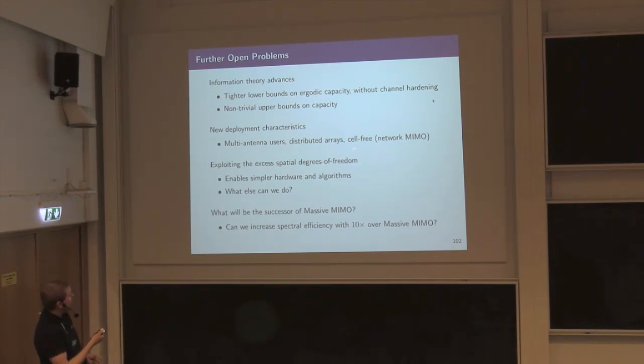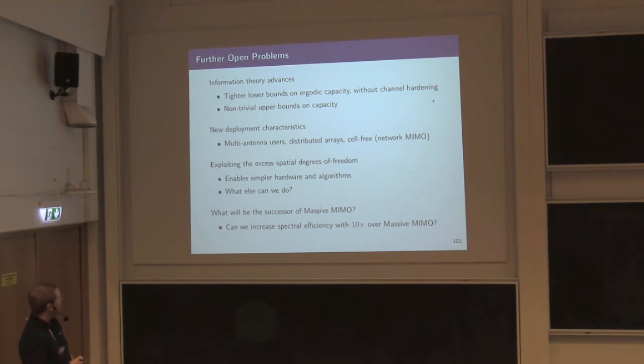Distributed arrays, in the extreme case something called cell-free massive MIMO, when you distribute a lot of antennas over a huge area and essentially don't have any cells anymore. And you can try to think about if you can exploit having large antennas in a new and clever way. We have seen that we can do it to cut away downlink pilots, for example. Maybe we can enable simpler hardware and algorithms and something else that we haven't thought about yet.